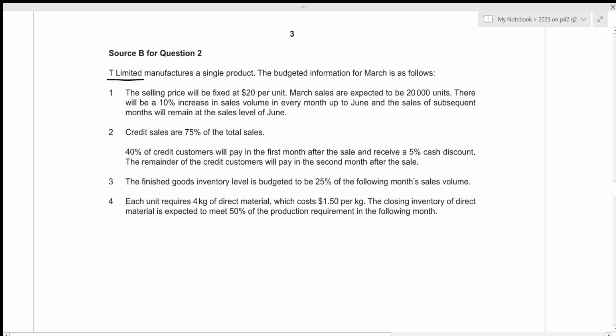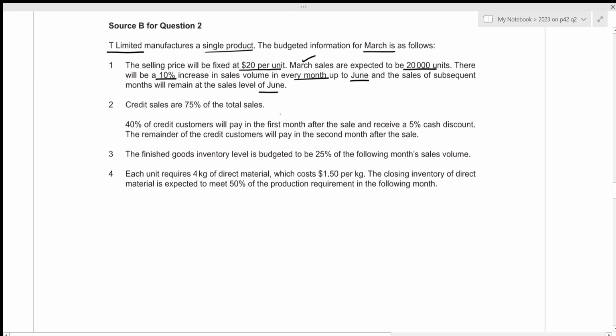Tea Limited manufactures a single product. The budgeted information for March is as follows. The selling price will be fixed at $20 per unit. March sales are expected to be 20,000 units. So these are the number of units sold in the month of March. Then there will be a 10% increase in sales volume in every month up to June, and the sales of subsequent months will remain at the sales level of June.